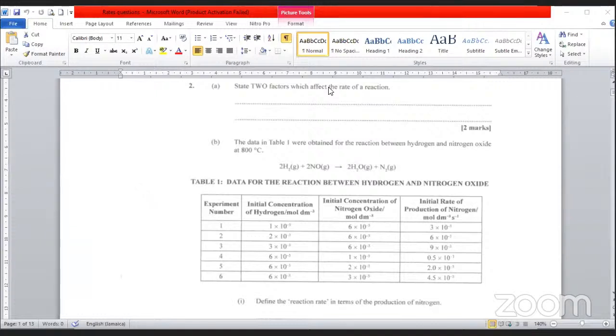All right, so state 2 factors which affect the rate of a reaction. And I see persons placed different factors in the chat. So any 2 of the following would have given you 2 marks: surface area, concentration of reactants, temperature of reactants, catalyst, light.